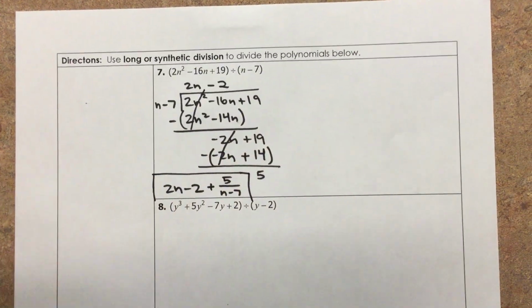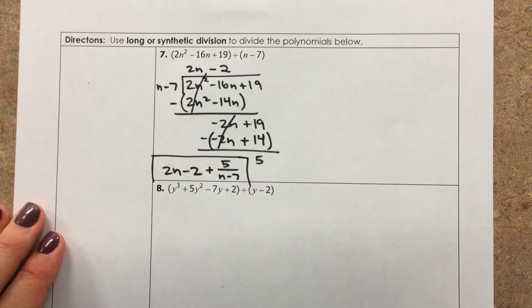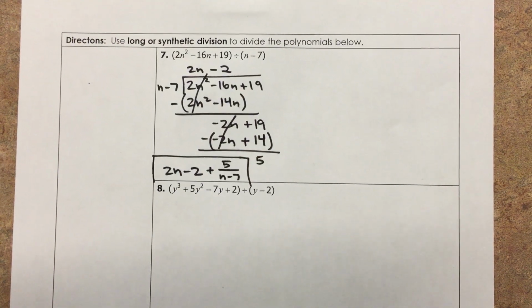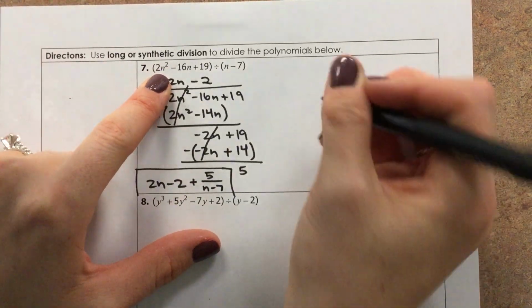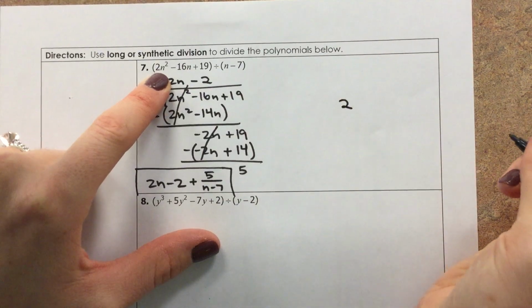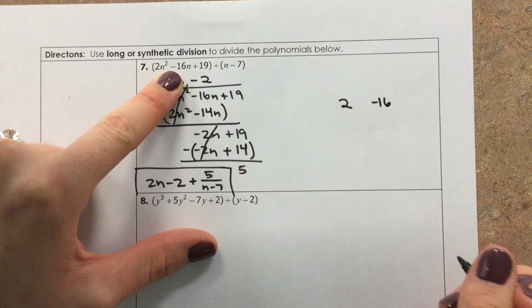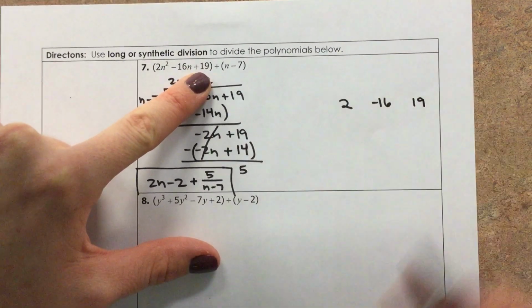So that's my answer from doing long division. I should get the exact same answer by doing synthetic division. So let me show you. Take your coefficients and line them up. We have a 2n squared minus 16n plus 19.